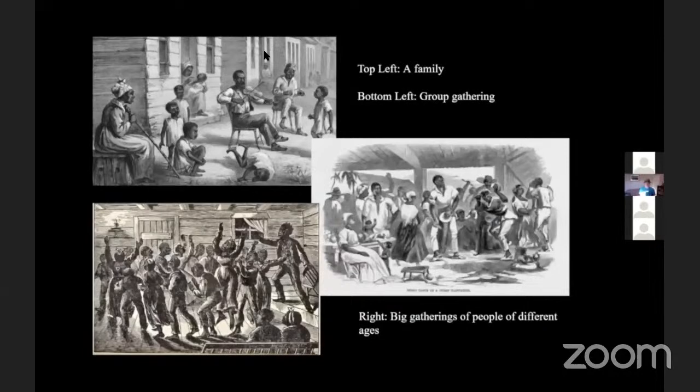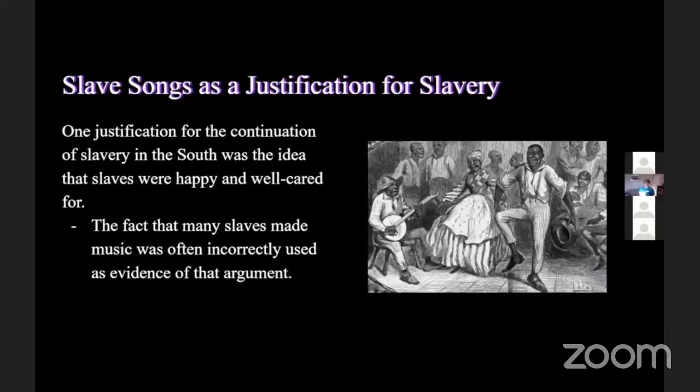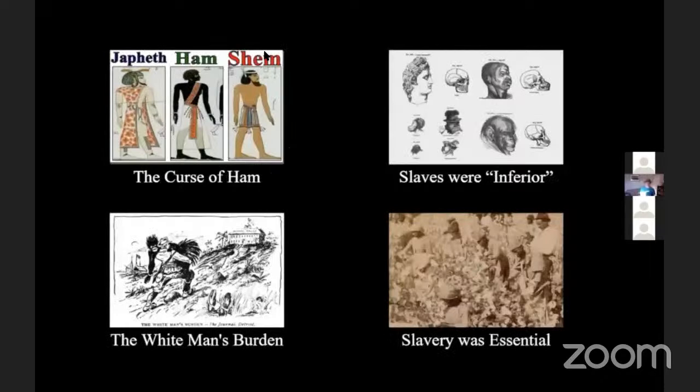One of the justifications for slavery was the idea that slaves are happy and well cared for, which is, of course, untrue. But people believed this because slaves made music. They sang and they danced. But that, we know now, was not indicative of their happiness. There were many other justifications for slavery as well.